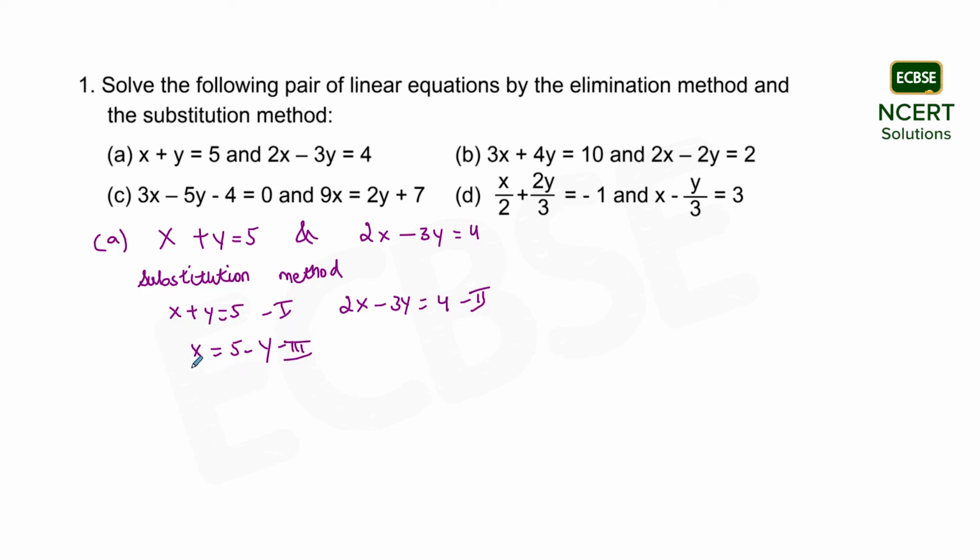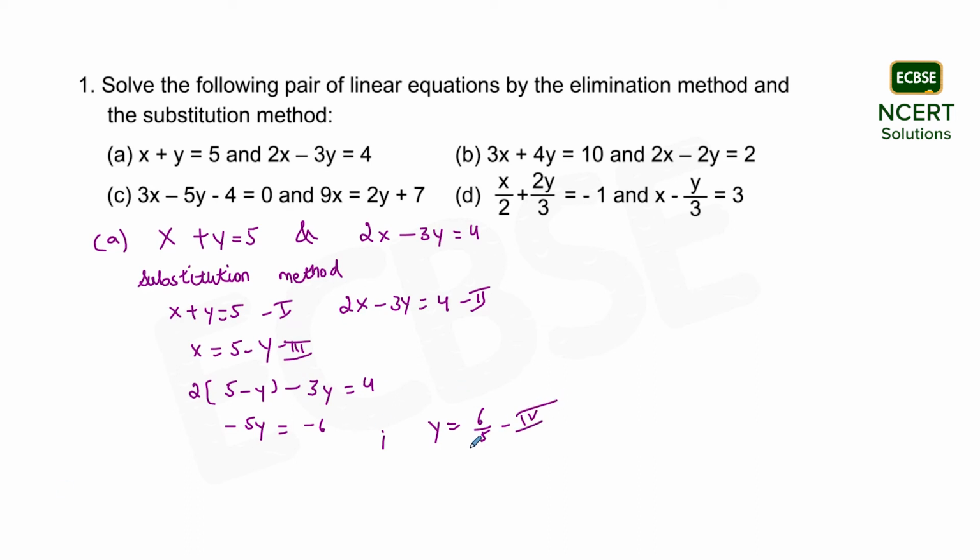Now substitute this value of x in the second equation. So it will be 2 into (5 minus y) minus 3y is equal to 4. Now solving it, it will be minus 5y is equal to minus 6, or y is equal to 6 by 5. Let this be the fourth equation.